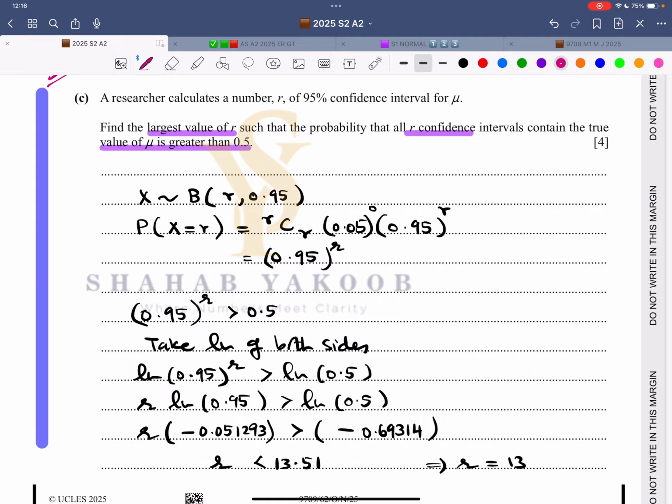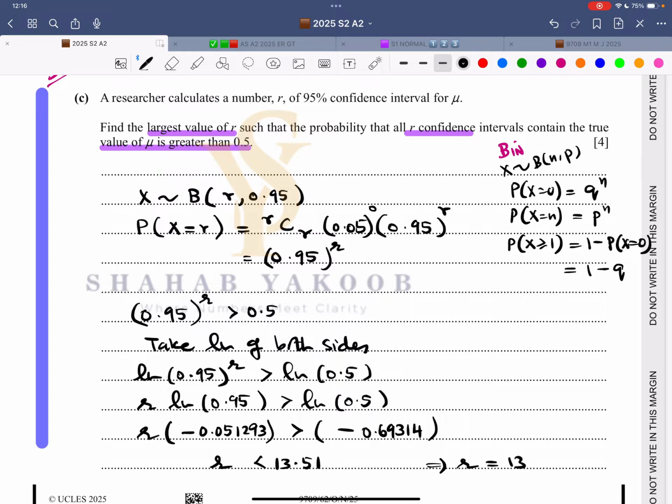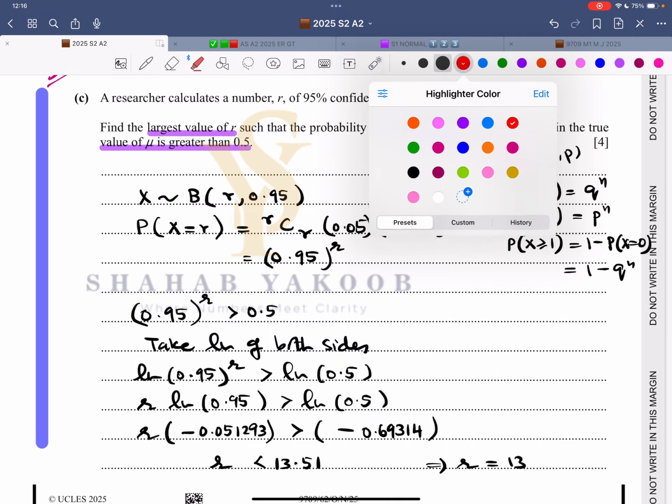Remember, there were 3 cases that I explained to you in binomial. So if we say X follows a binomial distribution with n comma p, we know that probability X is equal to 0, that is nC0, success raised to power of 0, q raised to power of n. Probability X is equal to n, that is p raised to power of n, and probability of at least one of any event is 1 minus probability 0 of that event, 1 minus q raised to power of n. So these are the 3 different cases that we have studied.